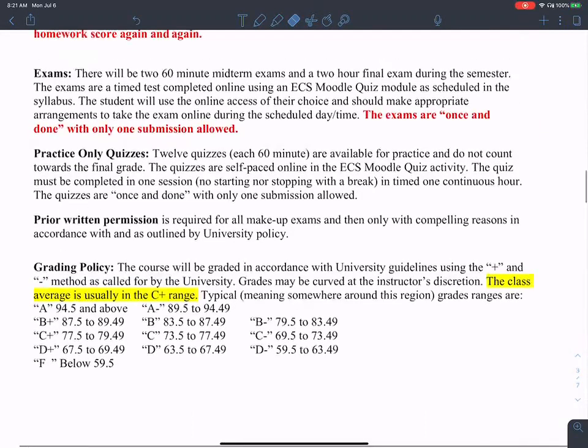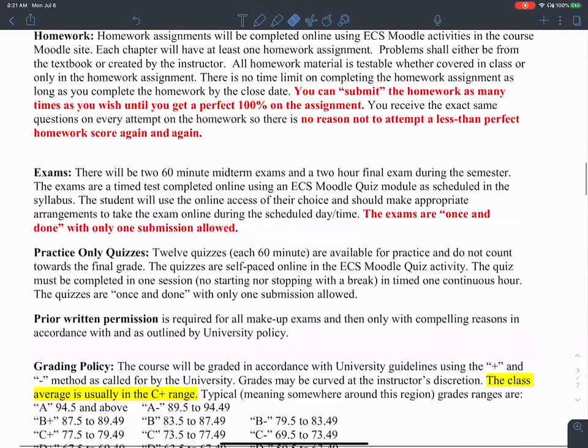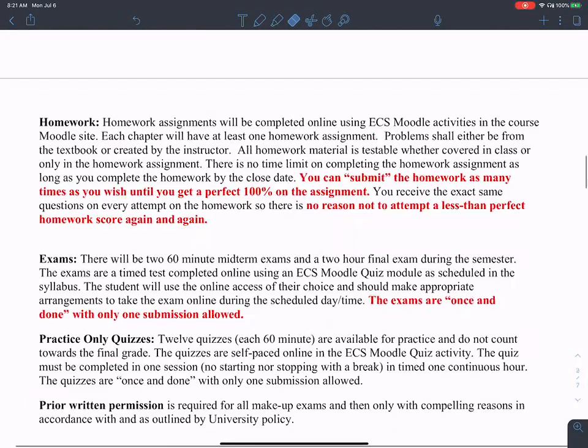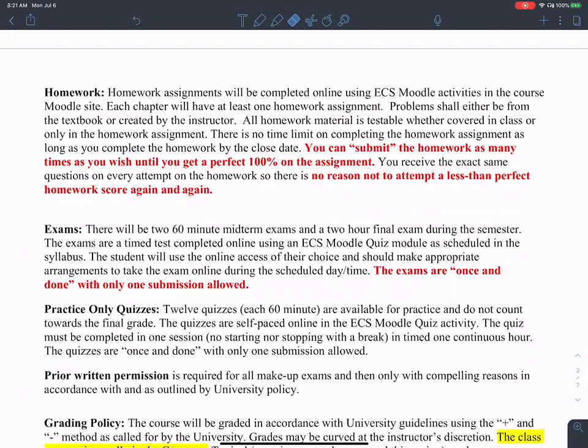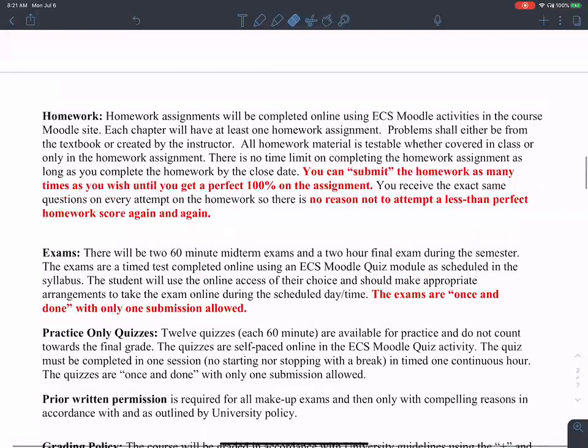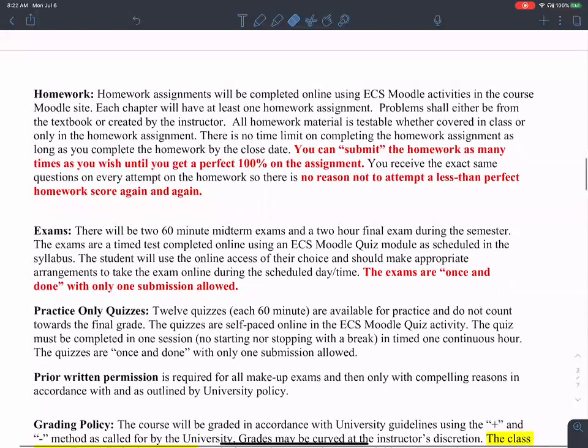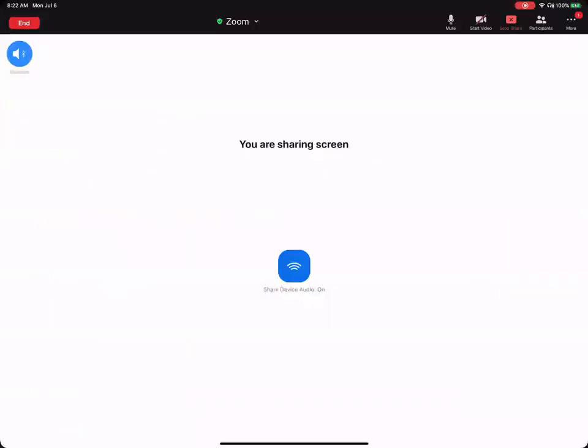Now, this is a course that is important to mechanical engineers, fundamental to electrical engineers, and a very, very fundamental course for computer engineering as well. And that's one of the reasons why it's a required course for mechanical, computer, and computer science.